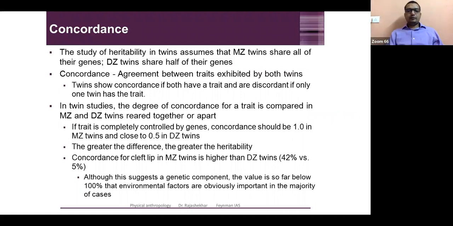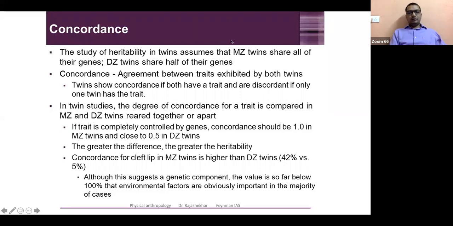So this is kind of the template we need to understand how this is calculated. So what is concordance rate? Concordance is what we prefer to calculate. It's a simple way of collecting the data in these studies of heritability. We'll talk about heritability also. There is one more calculation that we have.